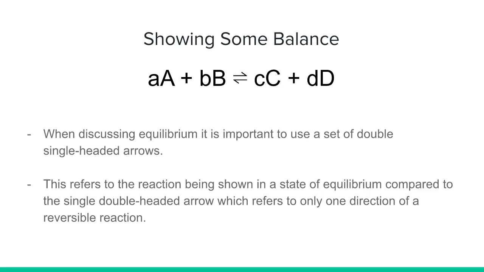Prior to this, most of the time we've been using one-directional single arrows, meaning A plus B, then one arrow going in one direction that yields C plus D. You're going to see some of this new drawing format when we start getting ready to utilize these equations. This refers to the reaction being shown in a state of equilibrium, compared to the single arrow, which refers to only one direction of the reversible reaction.